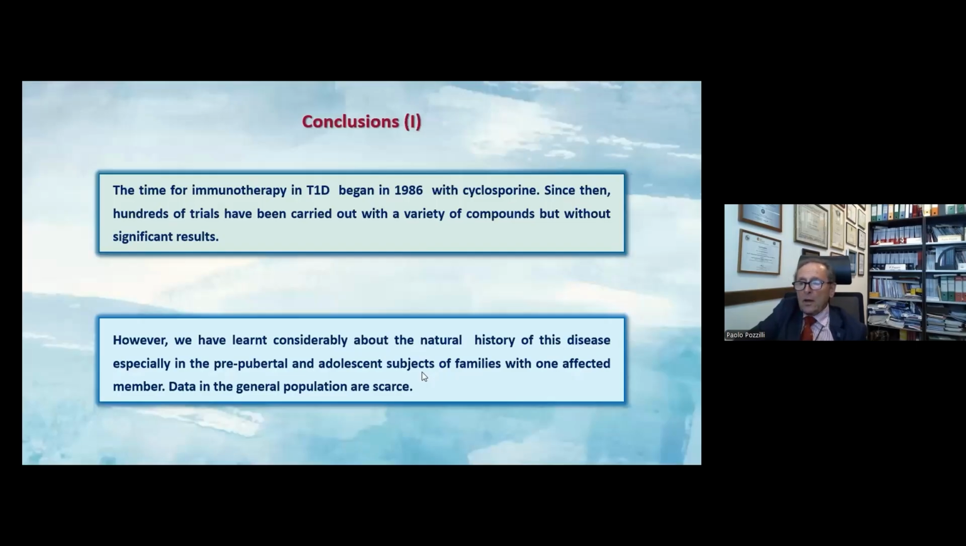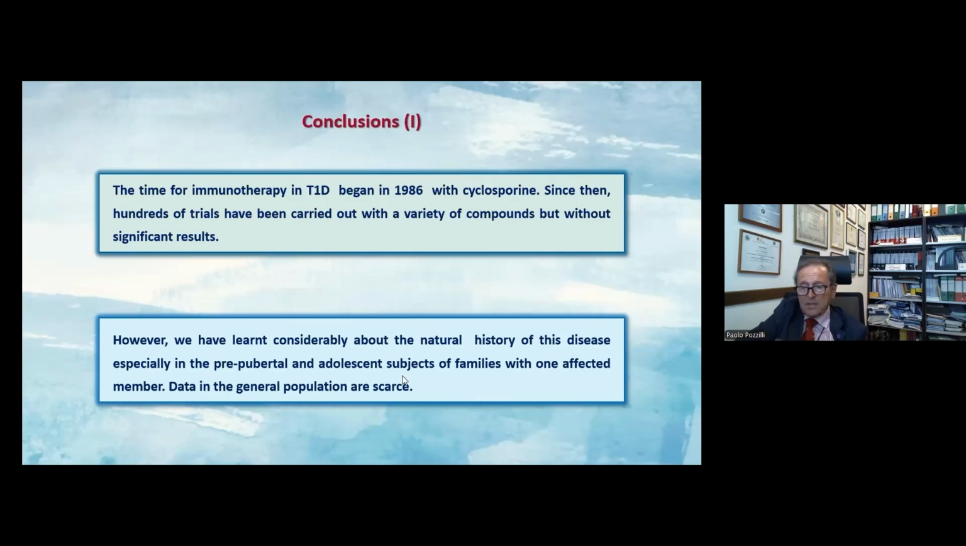So in conclusion, dear colleagues, ladies and gentlemen, immunotherapy in type 1 diabetes started nearly 40 years ago with cyclosporine. And since then, hundreds of trials have been carried out, but without significant results. We learned about the natural history of the disease, and that has been an important concept because that really opened the way by separating patients diagnosed with type 1 diabetes among those pre-pubertal and those post-puberty. And therefore, this could be an important concept to take home today for you.